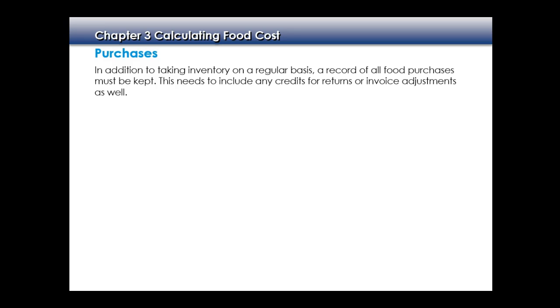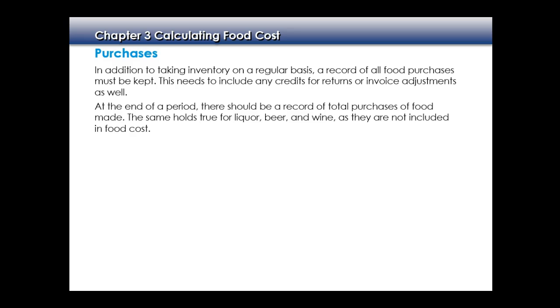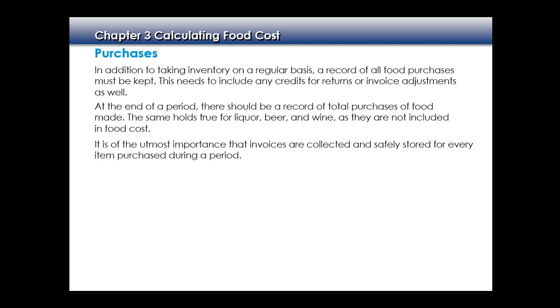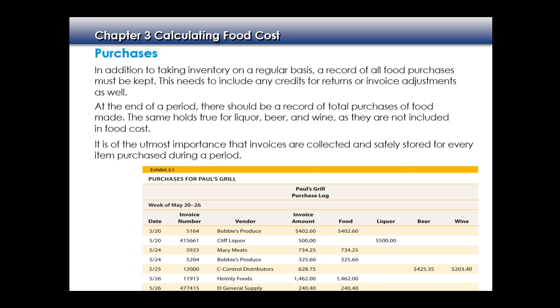So purchasing. In addition to taking the regular inventory, you need to record all these purchases. They include any forms of credits, returns, or invoice adjustments. At the end of a period, there should be a record of total food purchases made. That holds true for anything that you bring into the restaurant. It is of utmost importance that invoices are collected and safely stored.